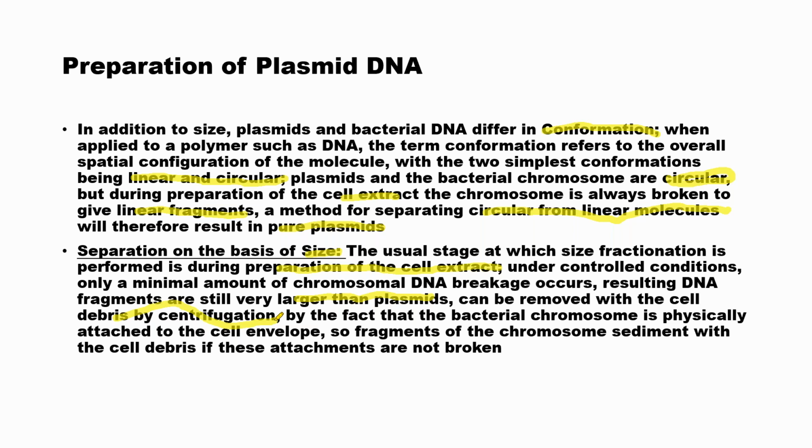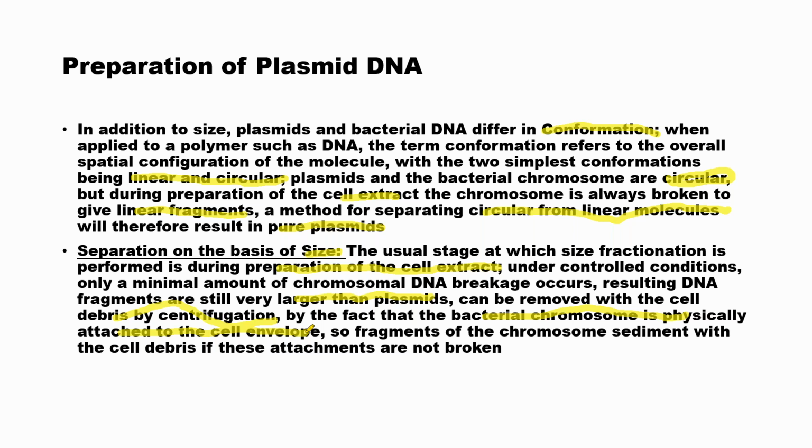So what can we do here? Here we have to identify one thing. What? The bacterial chromosome is physically attached to the cell wall or cell envelope. So this is one factor. When we are going for the separation of plasmid DNA from chromosomal DNA, we have to know one important factor. What is that factor? The bacterial chromosomal DNA is physically attached with the cell wall or cell envelope, whereas plasmid DNAs are always present in the cell freely as circular forms.